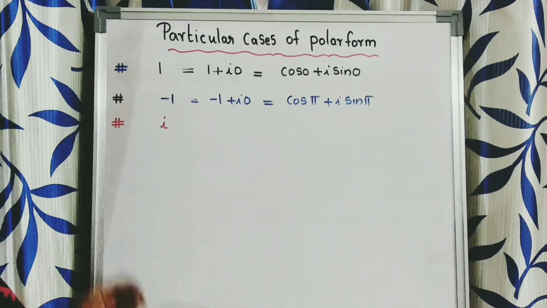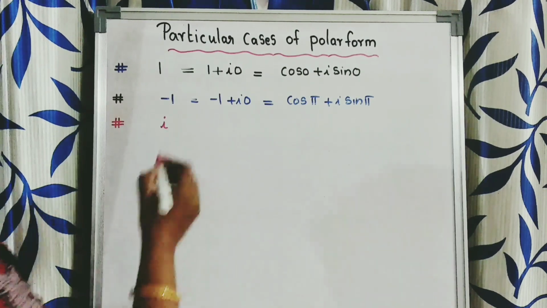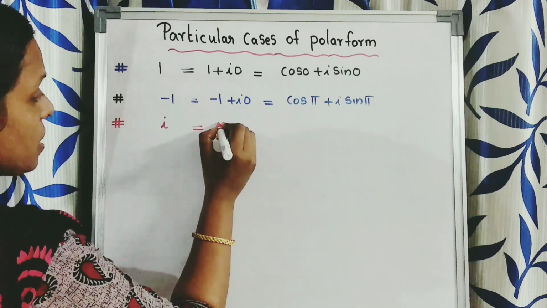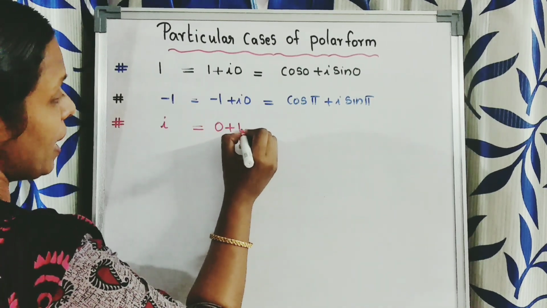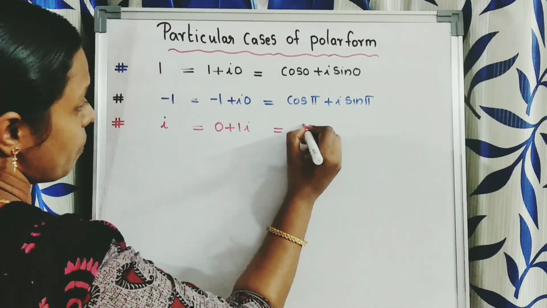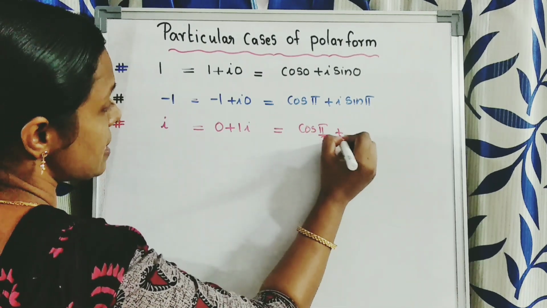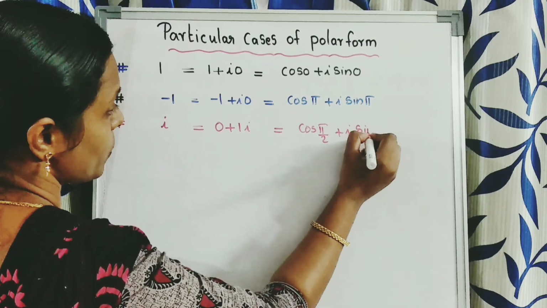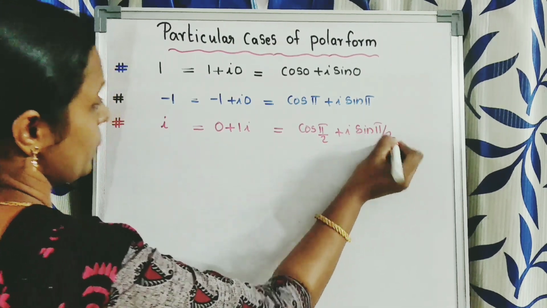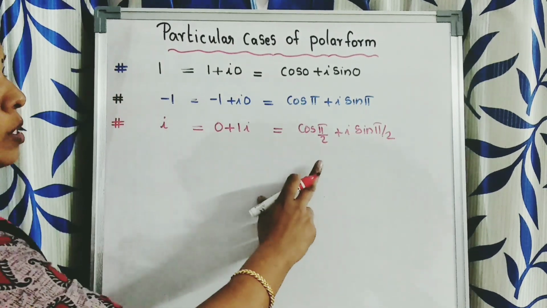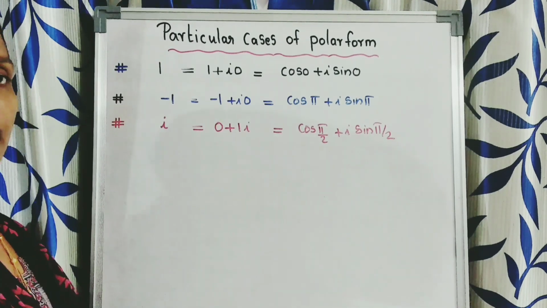Next we write the polar form of i. That is, i equals 0 plus 1i. We can write cos pi by 2 plus i sin pi by 2. The polar form of i is cos pi by 2 plus i sin pi by 2.